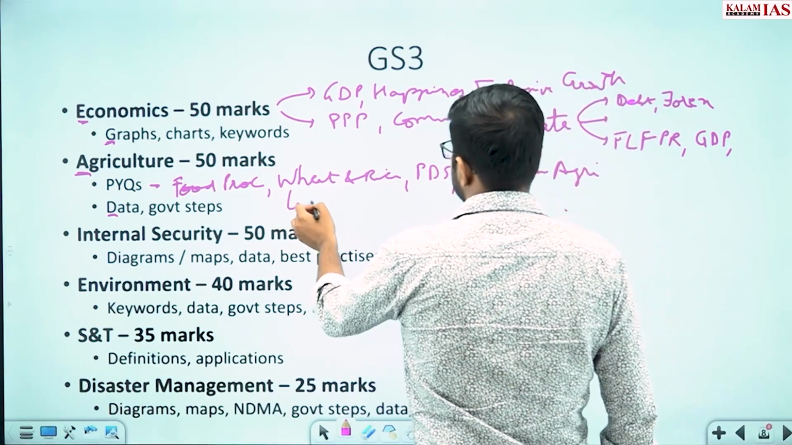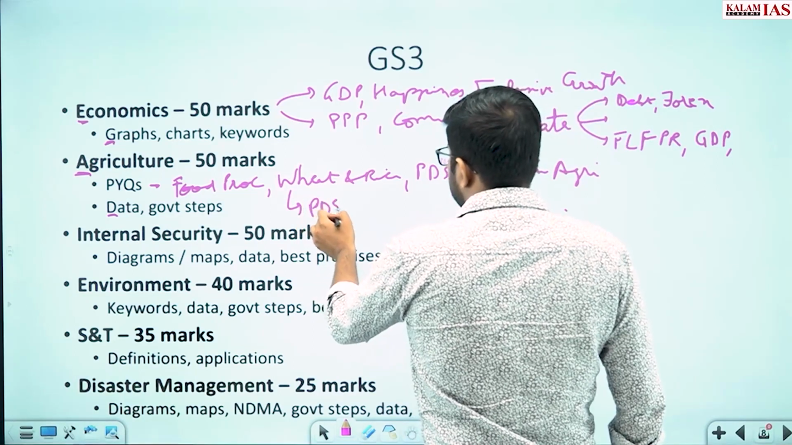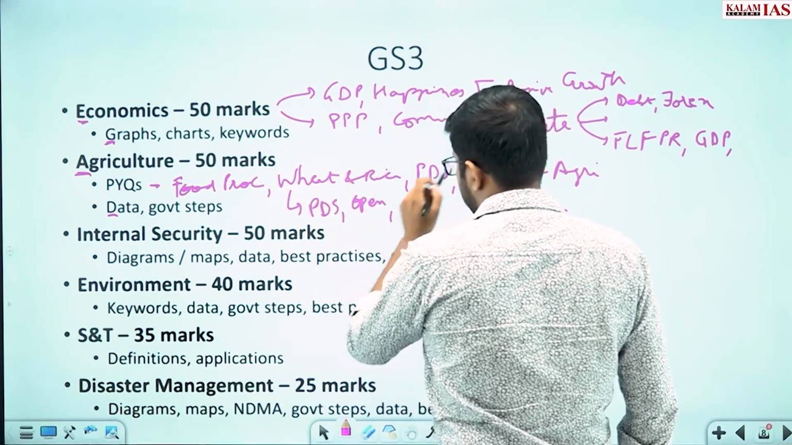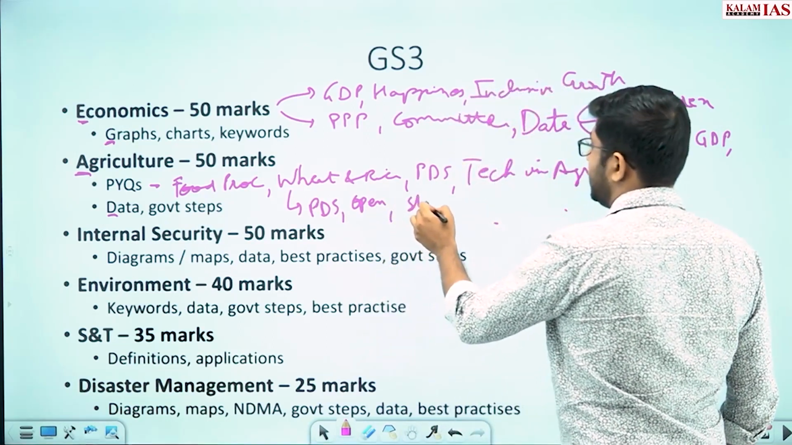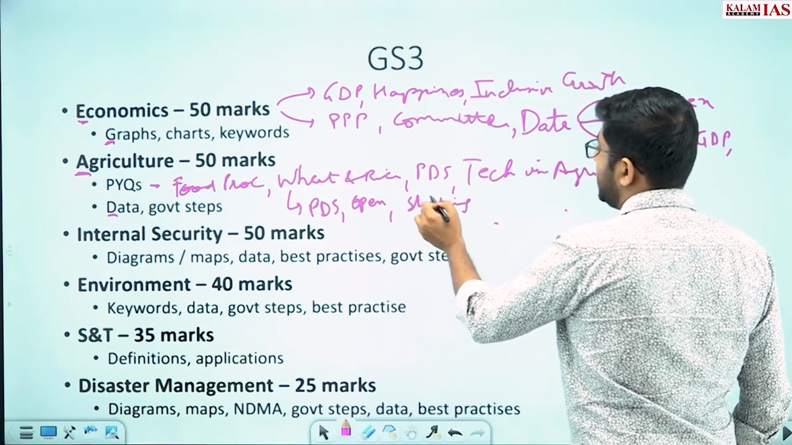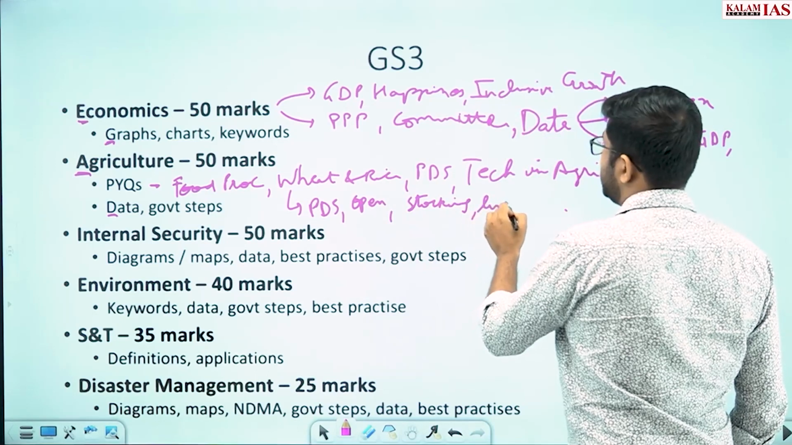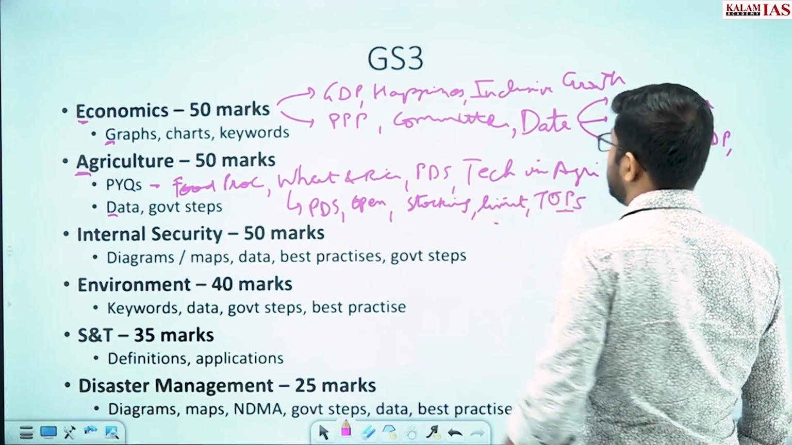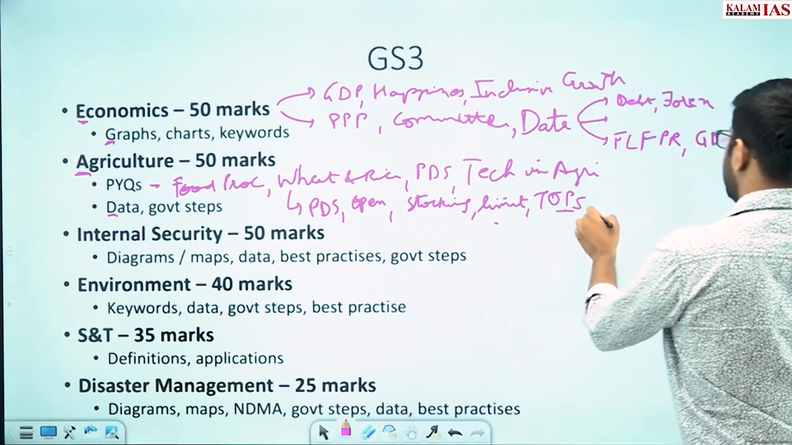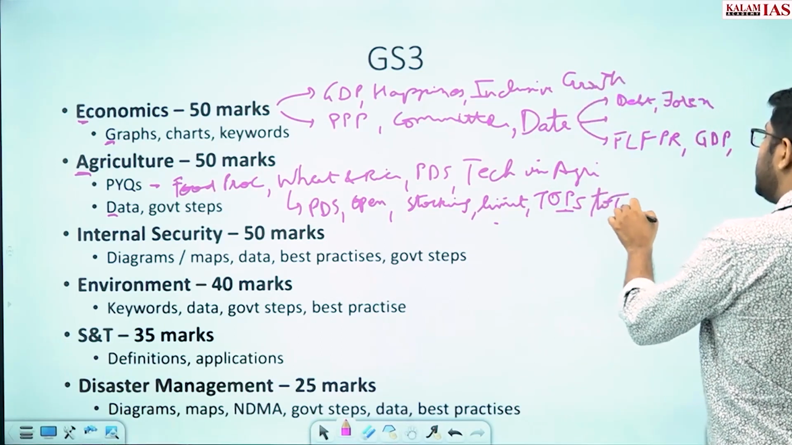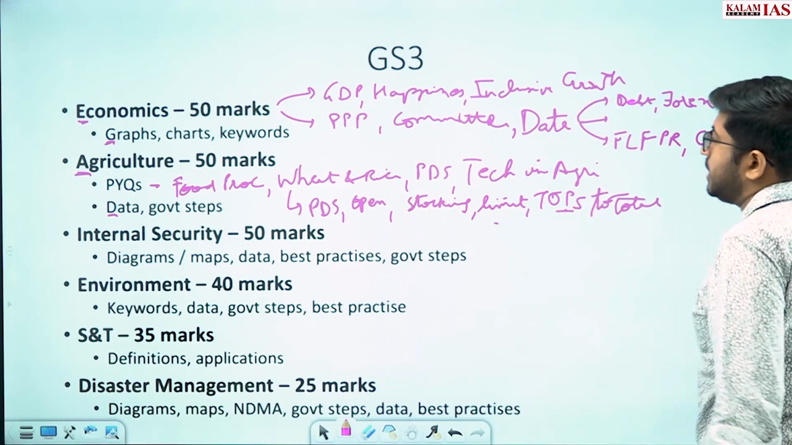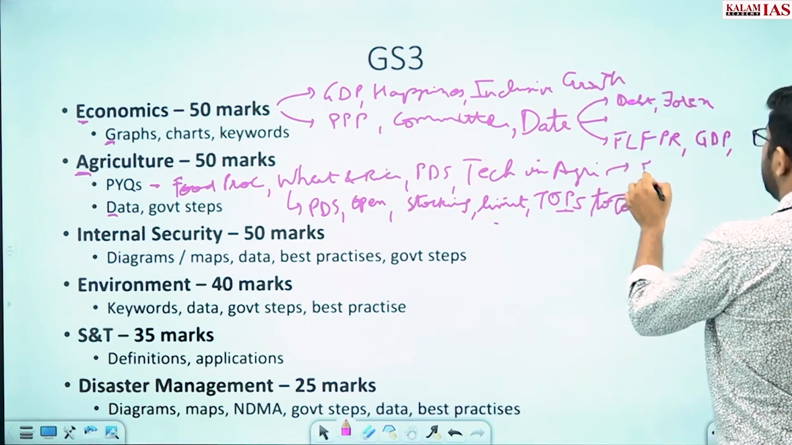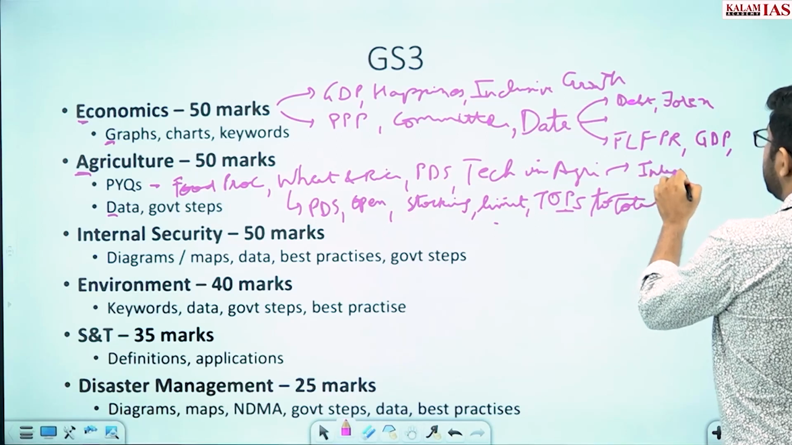Like you have PDS, then open procurement policy, then we have stocking policy, then limits are imposed on exports and imports, then we have TOPS. A lot of things are there, Tops to total. So a lot of things are there with respect to these things, schemes by government. Then tech in agriculture, you have integrated farming, precision agriculture.